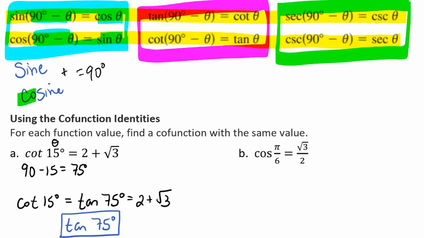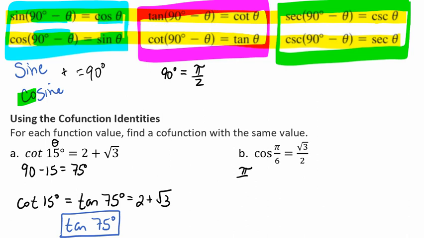Let's take a look at our second example. Here we have the cosine of pi over 6 equals radical 3 over 2. And what's the complement of cosine? It's sine. So what we can do is, since we're using radians here as opposed to degrees, what we need to remember is that 90 degrees is the same thing as pi over 2 radians.